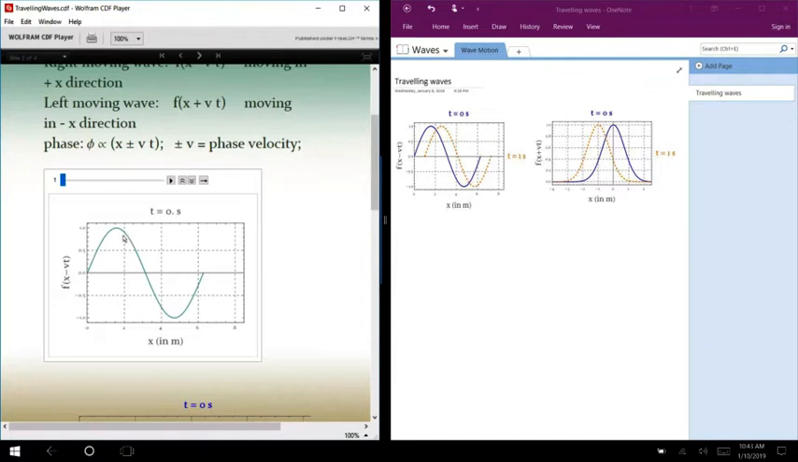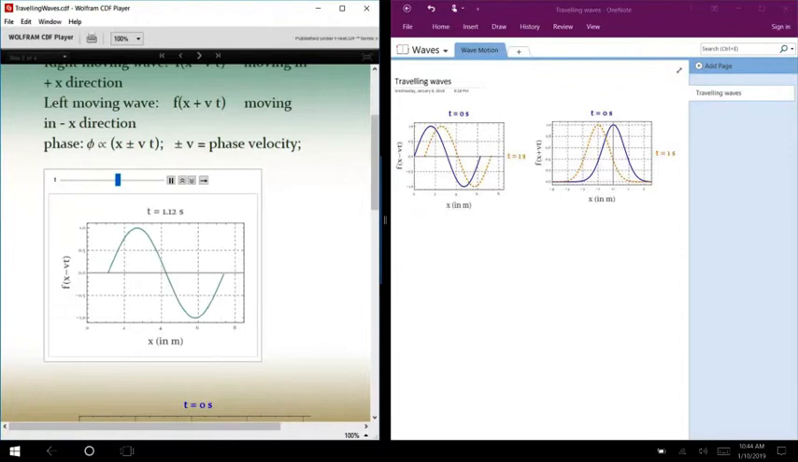Can you recognize this graph? That's actually a sine curve, right? So I start that sine curve off at time t equals 0. When time t equals 0, that v times t term is also 0. So I'm really plotting f of x as a function of x. All right. So what happens if I add that negative v times t and let the time evolve?